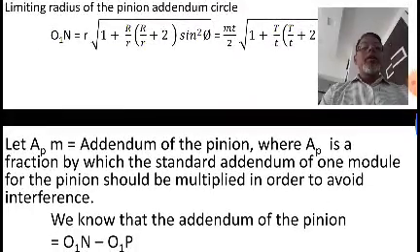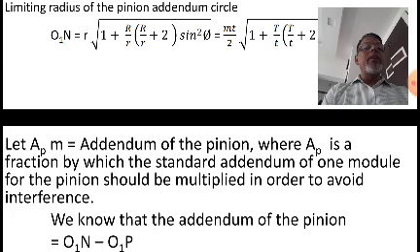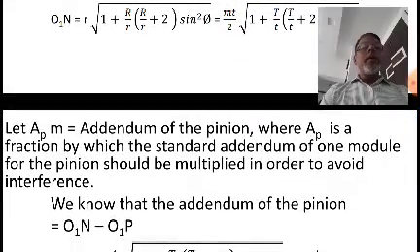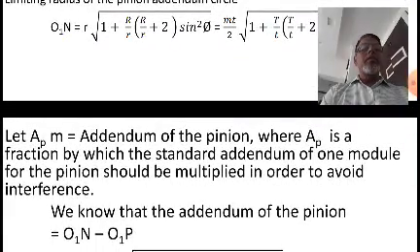Now let AP into m be the addendum of the pinion. Generally the standard addendum is equal to the module, but AP is a fraction by which the standard addendum of one module for the pinion should be multiplied in order to avoid the interference. So we know that the addendum is the addendum circle radius minus the pitch circle radius, right?